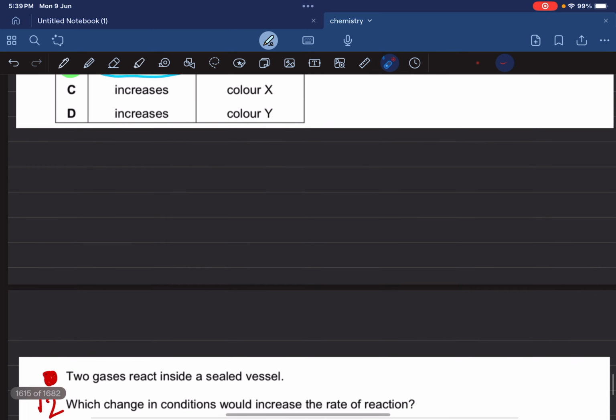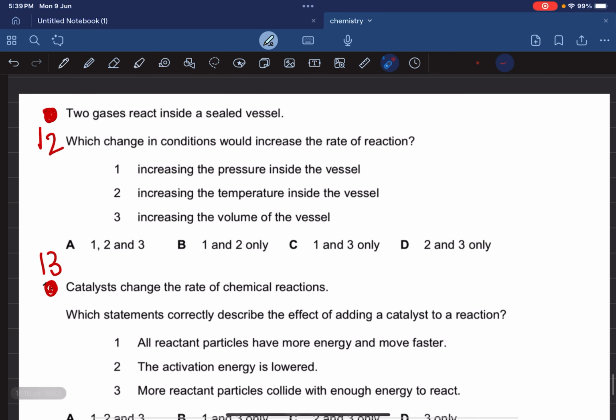Okay, moving on. Two gases react inside a sealed vessel. Which change in the conditions would increase the rate of the reaction? Increasing the pressure inside the vessel. What do you guys think? Is it going to increase the rate? Yes, for sure, because increasing pressure for gases increases the rate. This is going to increase the frequency of collisions. Particles are going to collide more frequently when you increase the pressure on them. Increasing the temperature inside the vessel. What do you guys think?